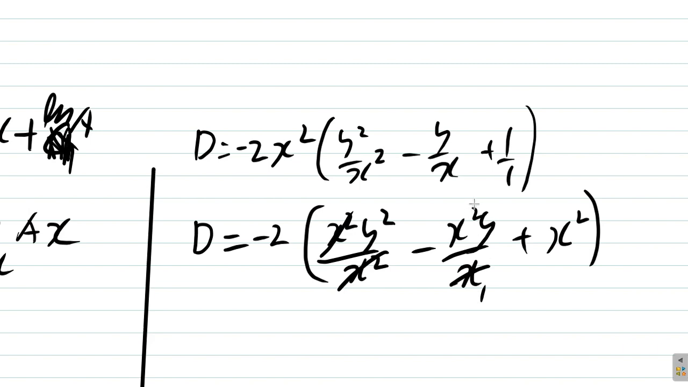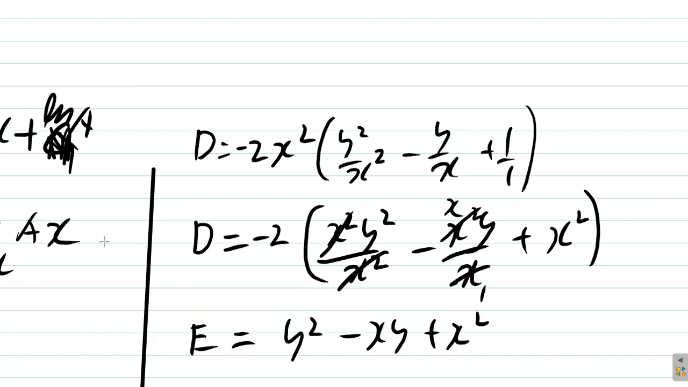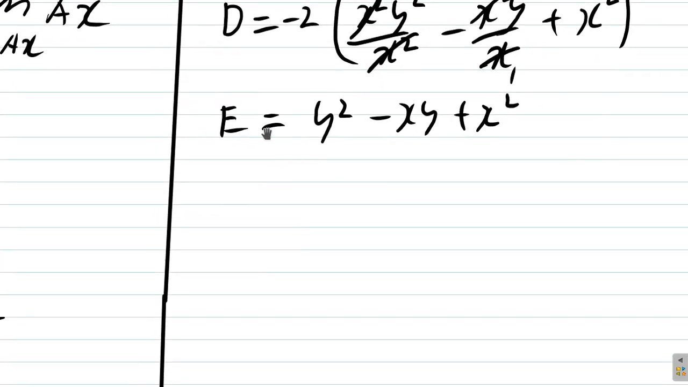X into x is 1, x into x squared goes x. So let's divide by negative 2. We get a new constant, call it E, equal to y squared minus xy plus x squared. That's a much neater way of putting it. So let's put the x squared first: x squared minus xy plus y squared equal E.